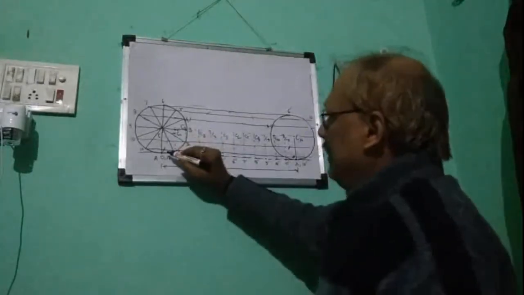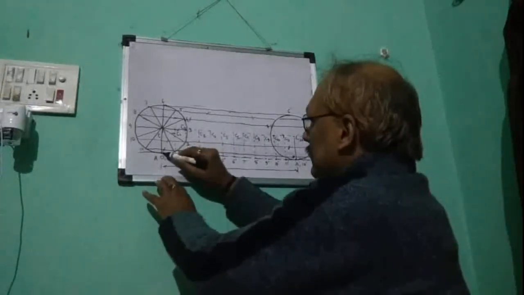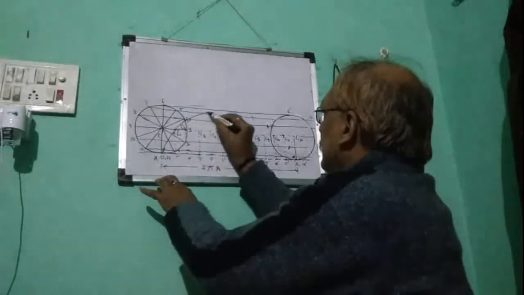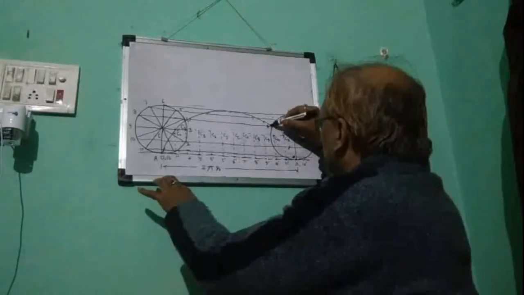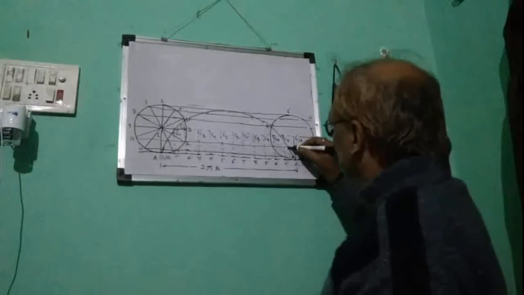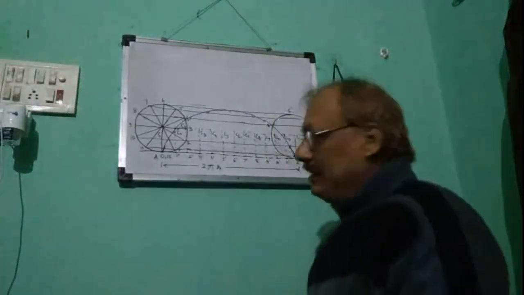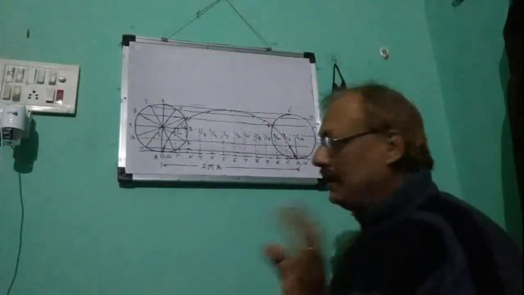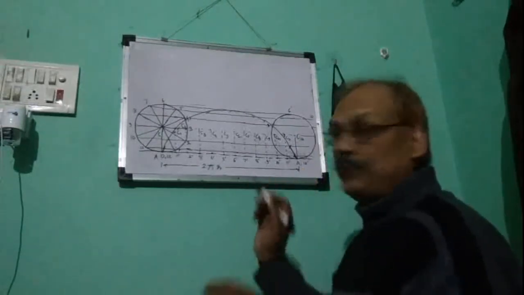So I'm traversing this. This is the cycloid. This is the cycloid. So understood. Now I will tell you one more thing, how to draw tangent and normals at any point to the cycloid.